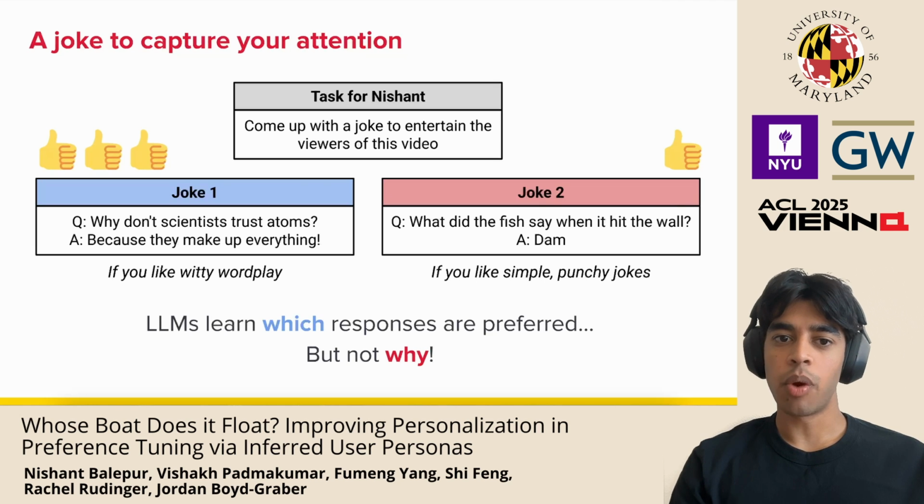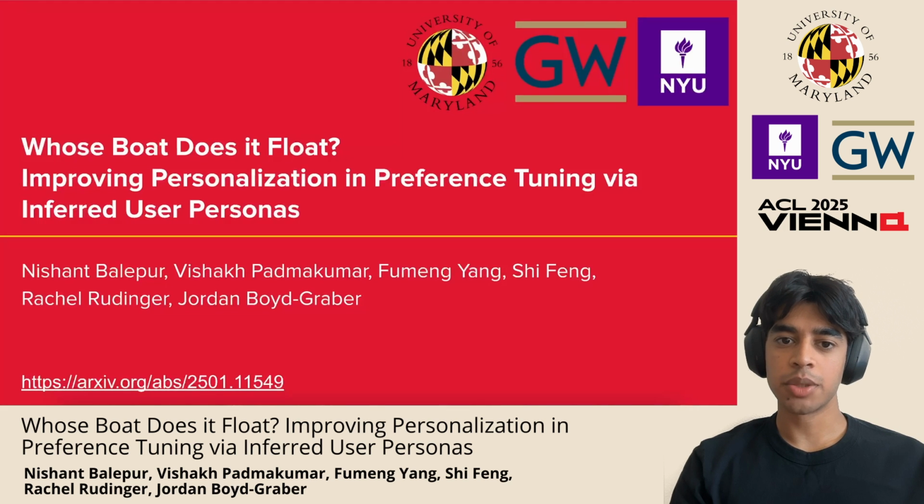To fix this, we wanted to ask a deeper question. Instead of training models on the responses with most votes, or whatever floats users' boats, we wanted to figure out whose boat does each response float. This question was tough to answer, so we wrote a research paper about it. So, hi, I'm Nishant, and I'm excited to share our work from ACL 2025 on improving language model personalization and alignment with individual user preferences.